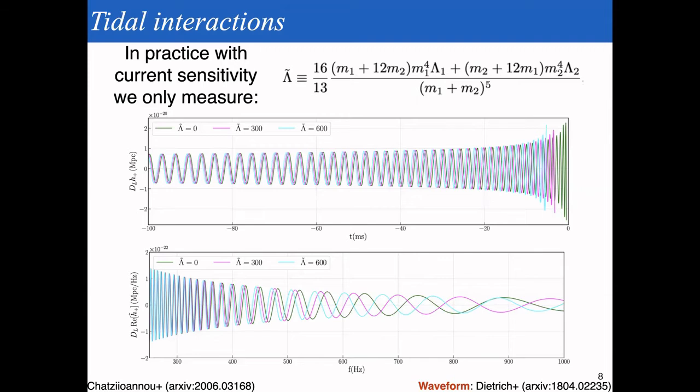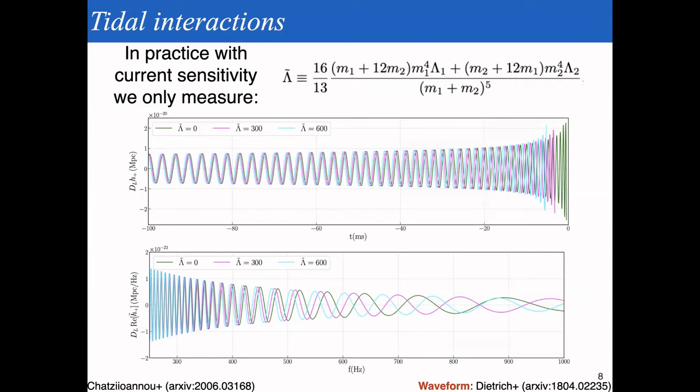At the top and the bottom shows you the time and the frequency domain, but let's focus on the bottom for now, which is the frequency domain. And if you follow with your eyes the peaks and the troughs of the signal, you will see that the blue is a little bit accelerated compared to the pink, and which is again a little bit accelerated compared to the green, which tells you that if you increase the tidal interactions, if the neutron stars are tidal interacting more, the signal proceeds faster, the evolution goes faster, which is what we were seeing in the simulations earlier.